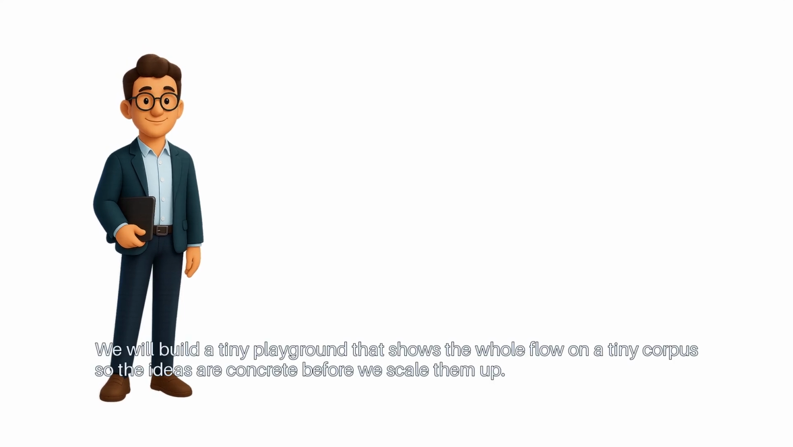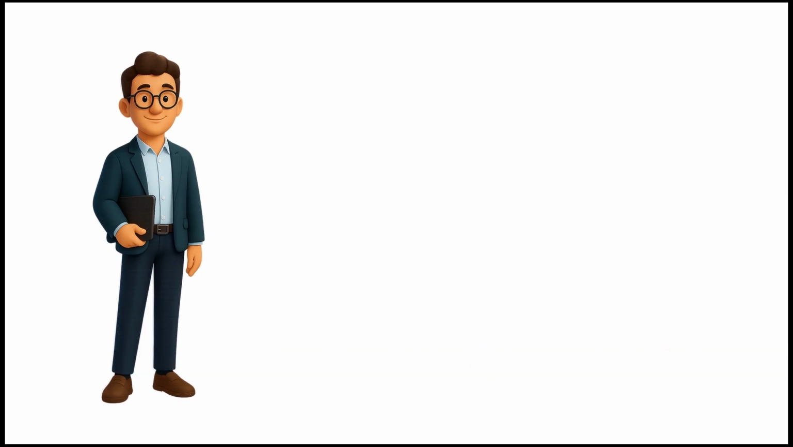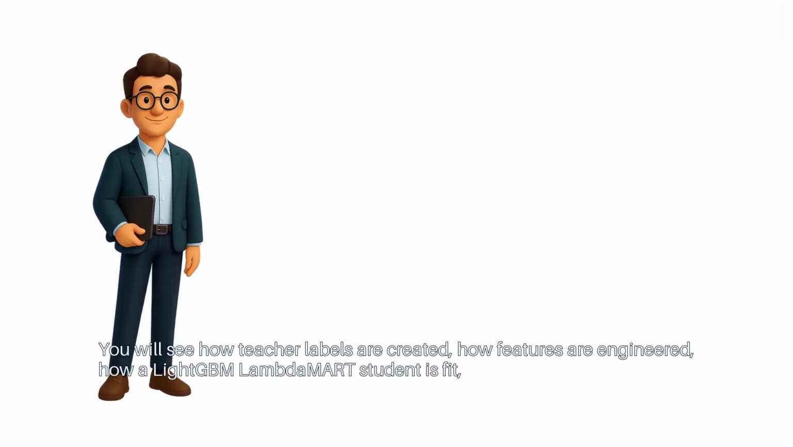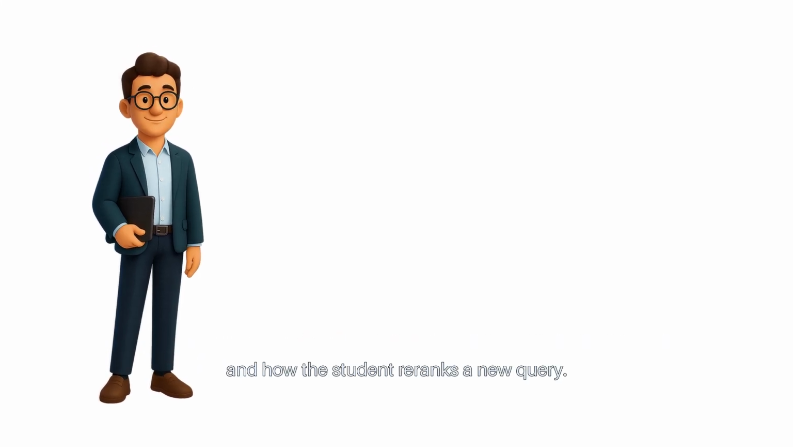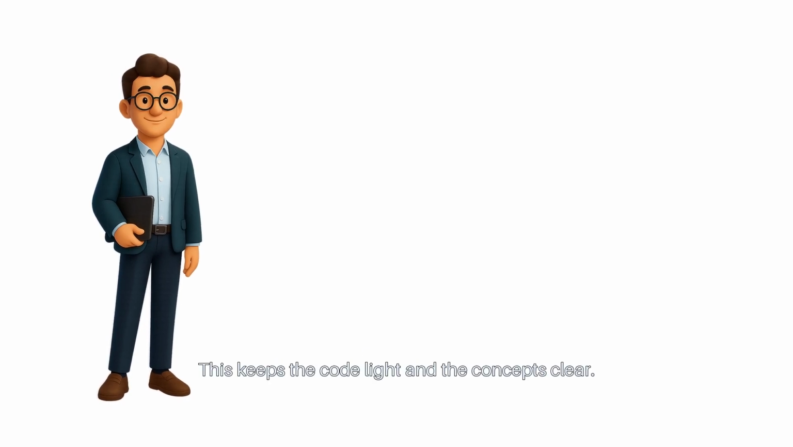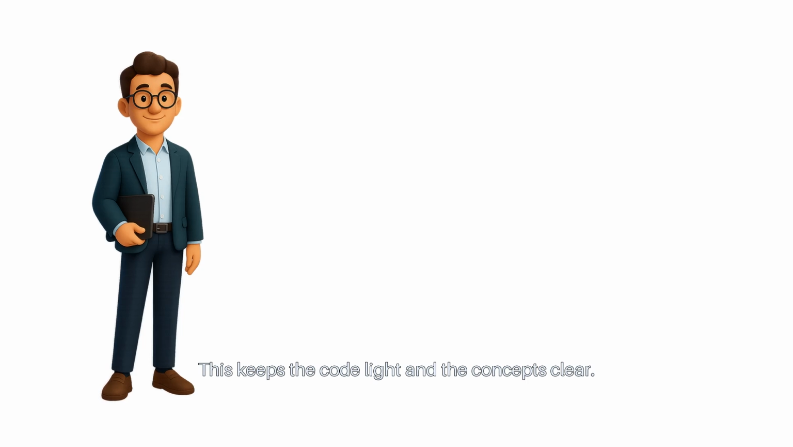We will build a tiny playground that shows the whole flow on a tiny corpus, so the ideas are concrete before we scale them up. You will see how teacher labels are created, how features are engineered, how a LightGBM LambdaMART student is fit, and how the student re-ranks a new query. This keeps the code light and the concepts clear.